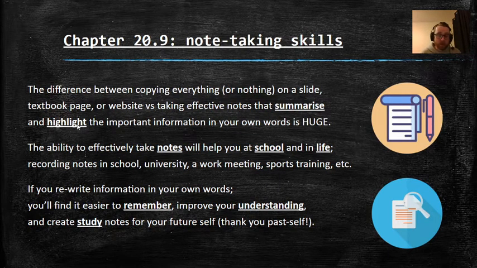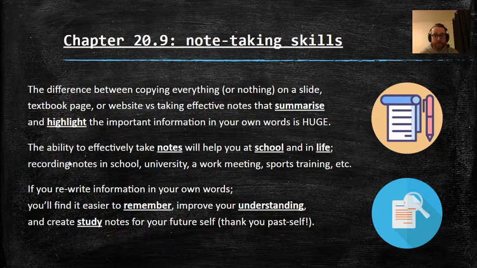That's essentially what I do every day when I'm making these slides. I go through the textbook, I go through videos, other resources, and I think, okay, how can I summarize that? How can I take a lot of information and fit it onto one PowerPoint slide and then highlight the important information in your own words? And again, I do that in these slides. You can see I've highlighted and bolded the word highlight just to give you the idea that that's an important part of the slide. So that's essentially the difference between good notes and bad notes: summarizing and highlighting.